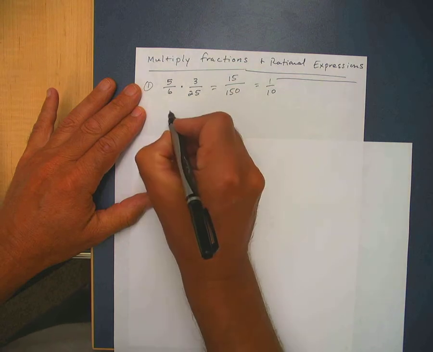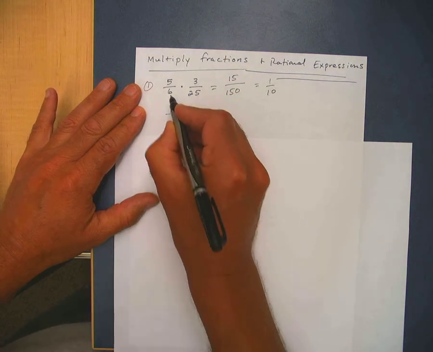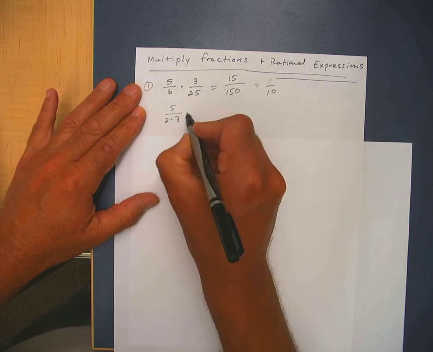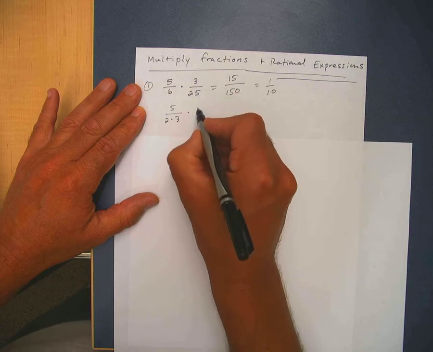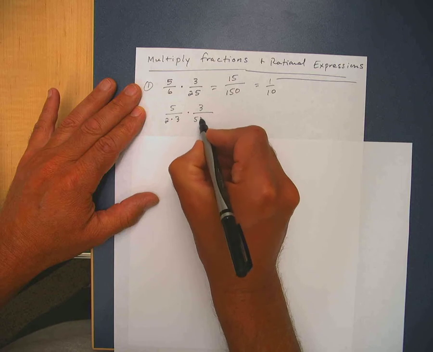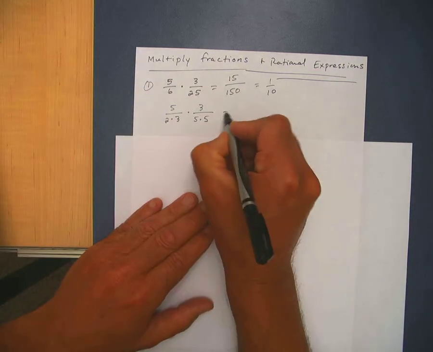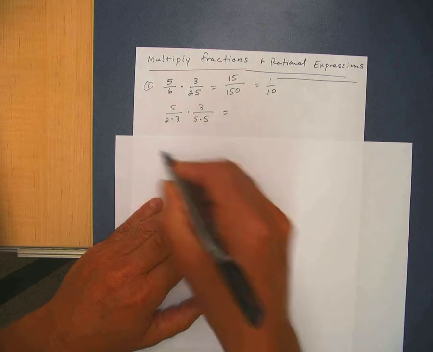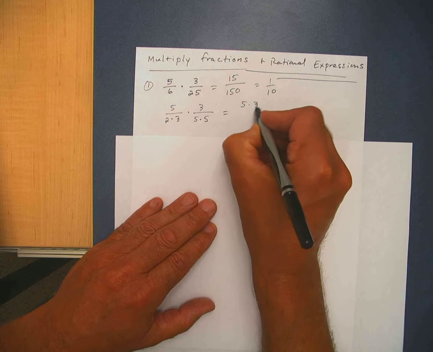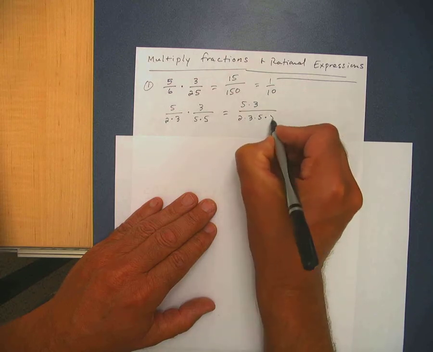So if we take 5 over 6, we can write it as 5, and then 6, putting it in prime factors, would be 2 times 3. Take 3 over 25, so we have 3 in the numerator, and prime factors in the denominator, 5 times 5. You can put it together as one fraction, or we could do it simply in the way it is now. But putting it together, we have 5 times 3 in the numerator. Denominator, we have 2 times 3 times 5 times 5.